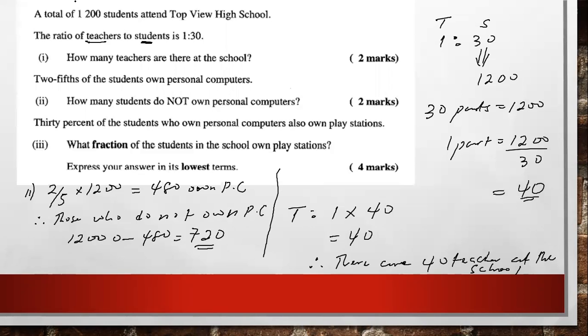So the first part, they asked how many teachers are in the school. The second part, they said that two-fifths of the students own personal computers. Then the question asks, how many students do not own personal computers? So we find the two-fifths of the 1,200 first, which is 480. Those people own personal computers. But what we want to find is those who do not own personal computers. So we say 1,200 minus 480, which gives you 720. Are we clear?